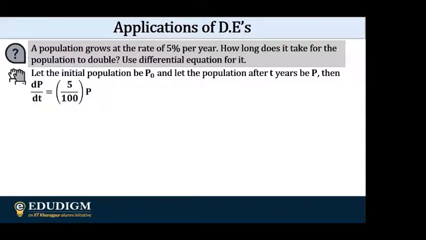Look at this, the rate of growth. So what is the rate of change? That is dP/dt. So there comes the significance of derivative. That is 5% per year. So 5% is like 5 by 100 into P. So this is so simple.